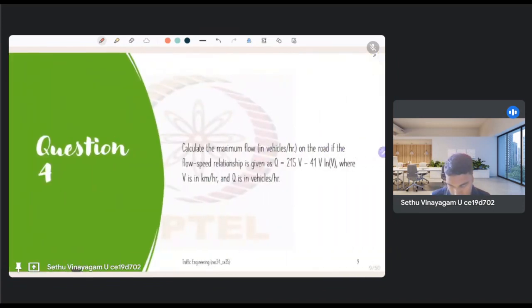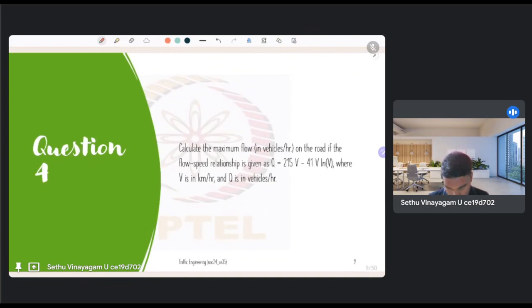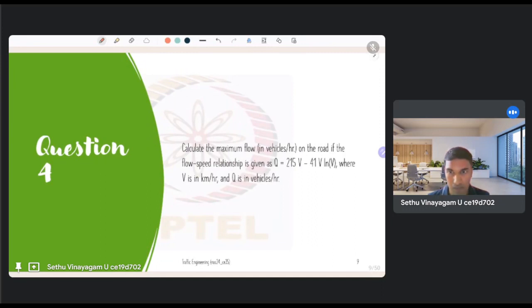Okay, next question number 4. We have to calculate the maximum flow in vehicles per hour on the road if the speed-flow relationship is given as Q = 215V - 41V log V, where V is in kilometers per hour and Q is in vehicles per hour. So here we are given the flow and speed relationship, and we want to find the maximum flow.